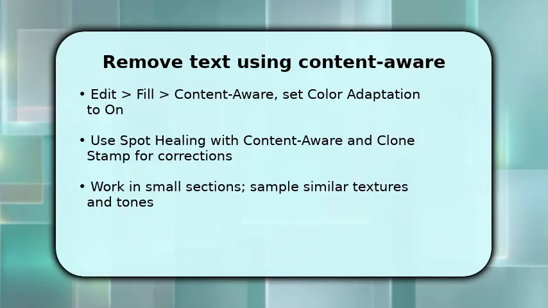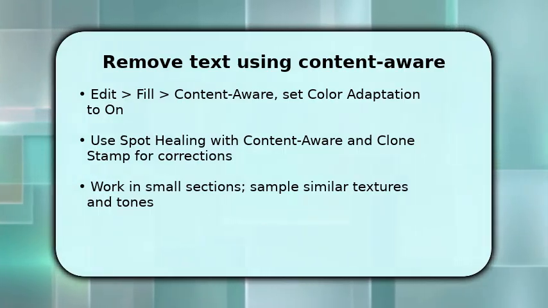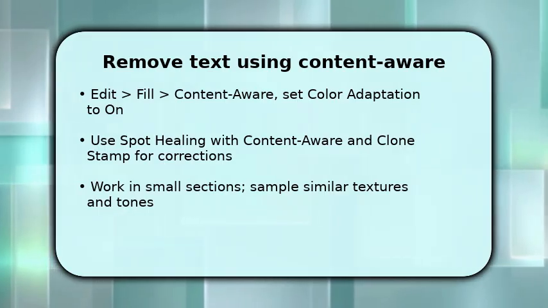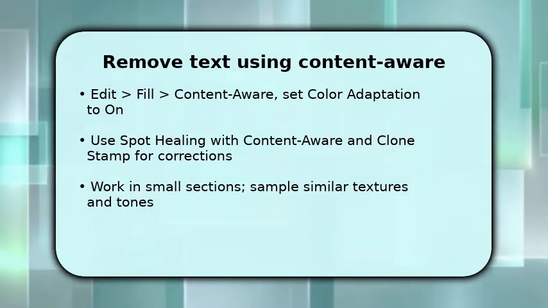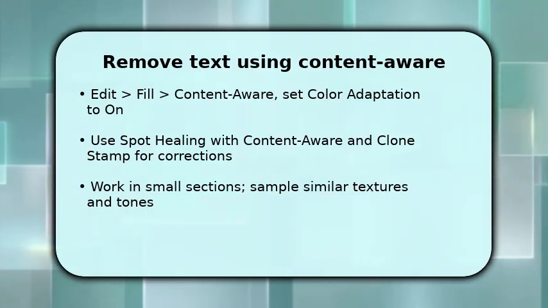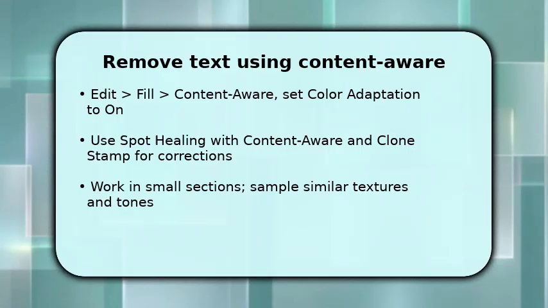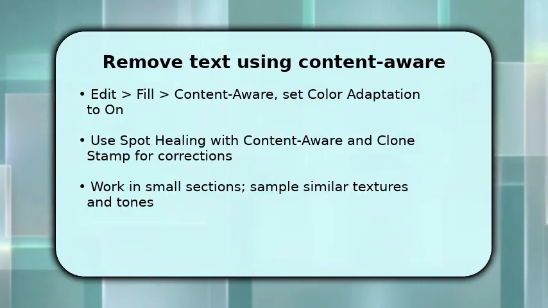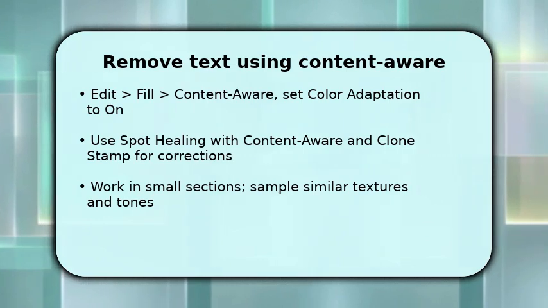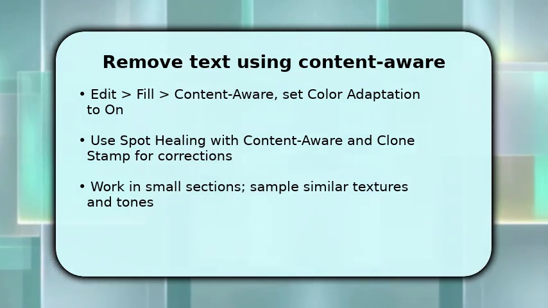After the initial pass, switch to the Spot Healing brush with Content Aware and paint over residual artifacts to smooth transitions. If complex patterns or repeating elements remain, use the Clone Stamp tool with a soft brush and aligned sampling to manually copy nearby texture. Work in small sections so you can control blending and avoid introducing repeating patterns that give the edit away.